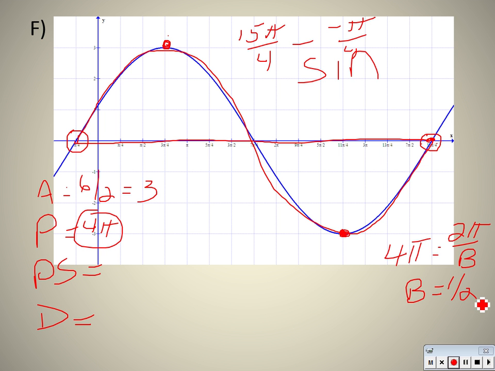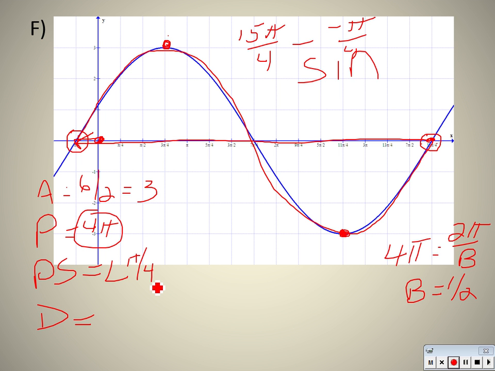So the phase shift, if you notice, the sine graph usually starts here at 0, 0. Well, this graph starts at -pi/4, so it appears this graph was shifted pi/4 to the left. So I'm just going to make a note of that here: to the left, pi over 4.